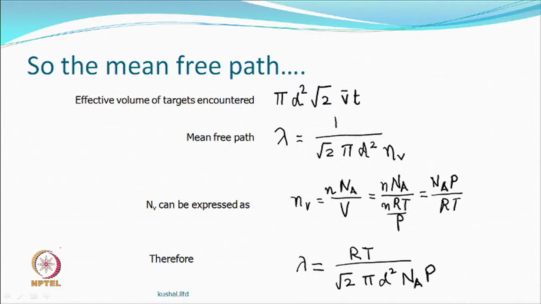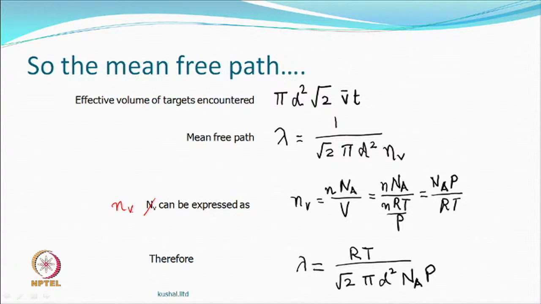Okay. And if we again say that n can be the number of moles, and Na is Avogadro's number, then the whole number Nv can be expressed as capital Na, which is Avogadro's number, the pressure, which is the saturated vapor pressure, R and T.